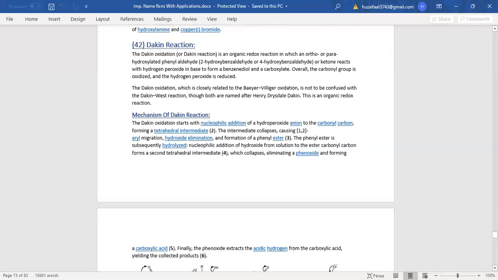Dakin reaction. The Dakin oxidation is an organic redox reaction in which an ortho or para hydroxylated phenyl aldehyde or ketone reacts with hydrogen peroxide in base to form a benzenediol and a carboxylate. Overall, the carbonyl group is oxidized and the hydrogen peroxide is reduced. The Dakin oxidation, which is closely related to the Baeyer-Villiger oxidation, is not to be confused with the Dakin-West reaction, though both are named after Henry Drysdale Dakin. This is an organic redox reaction.